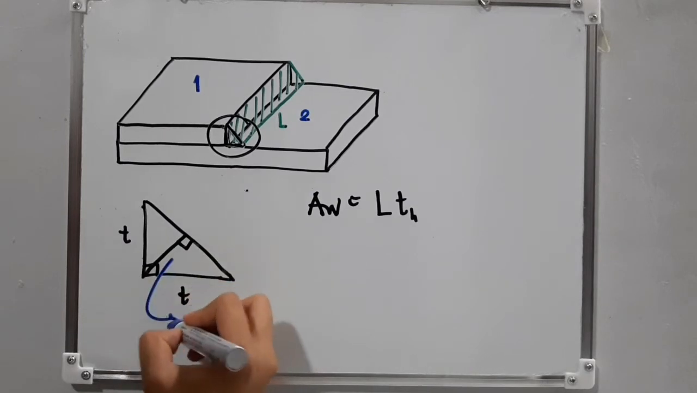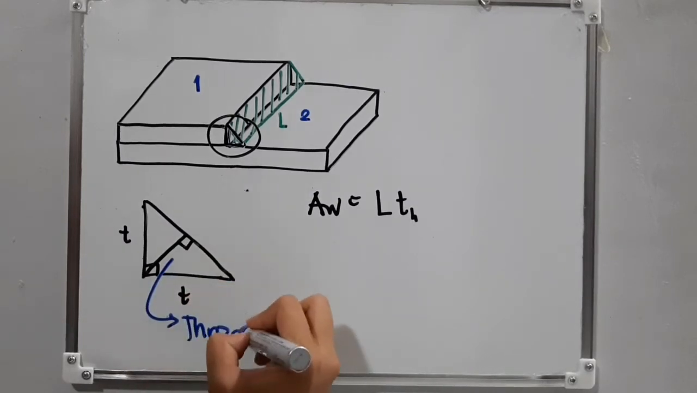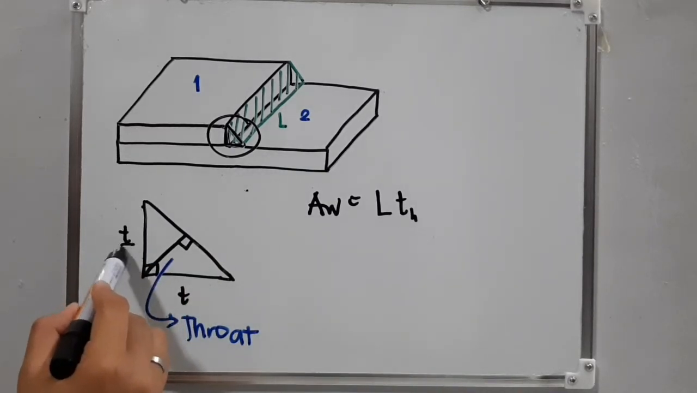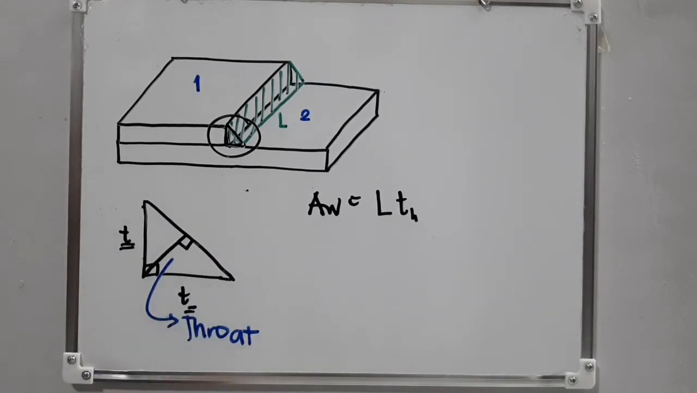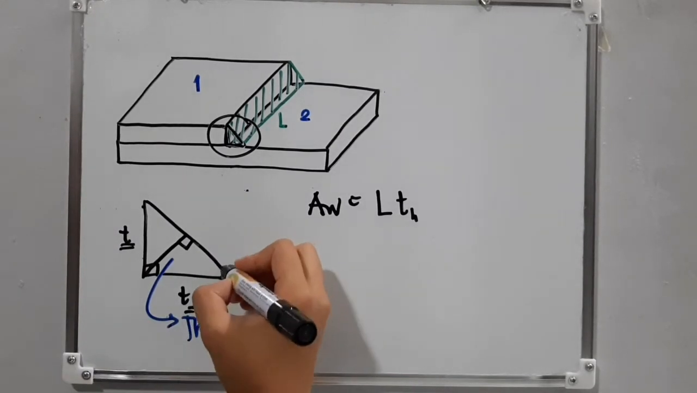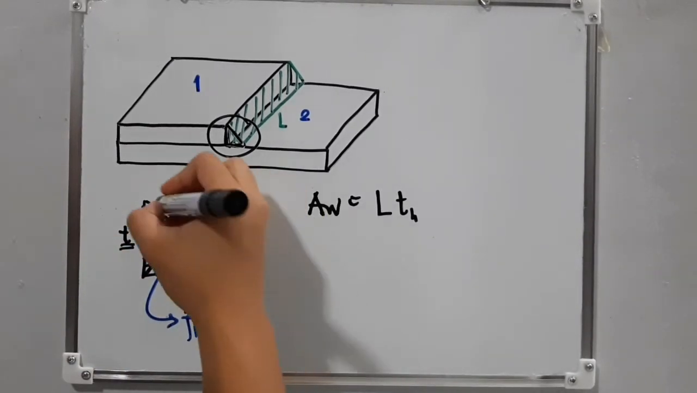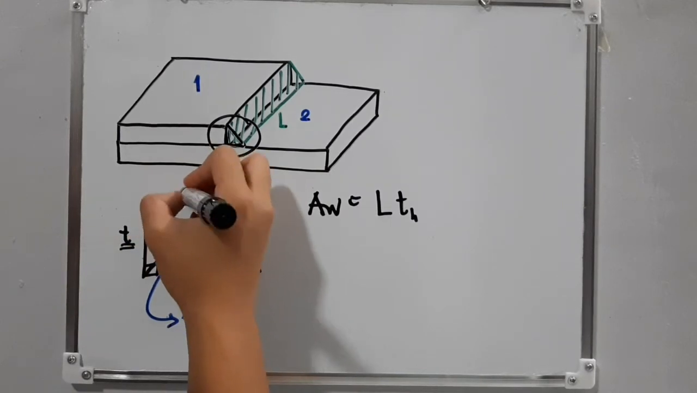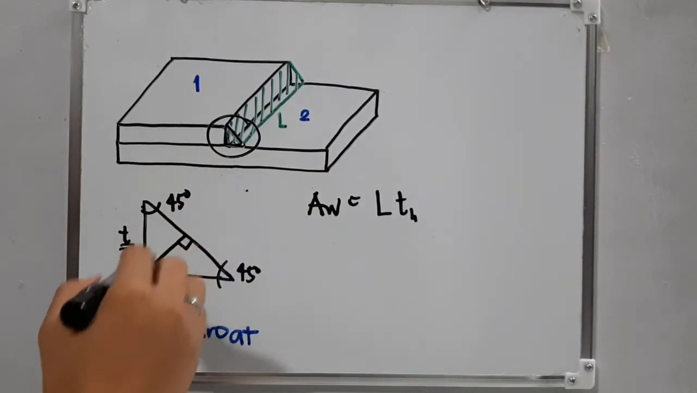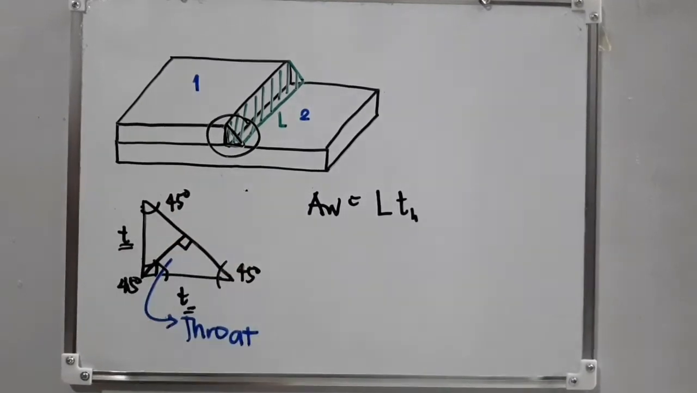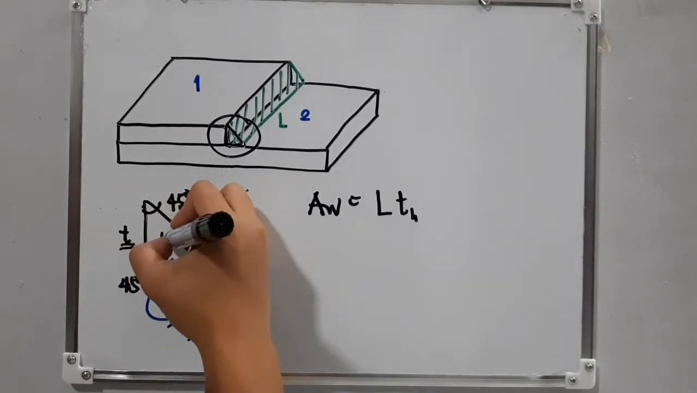This is our throat. Okay. So, kapag yung ating fillet weld has an equal thickness, it means that this is T and this is T. The formula for throat is this. So, since this is equal yung side natin, we can say that this is a 45-degree angle. Also with this, if we draw a perpendicular line to the hypotenuse, we can also say that this angle is 45 degrees. Therefore, this is your throat.